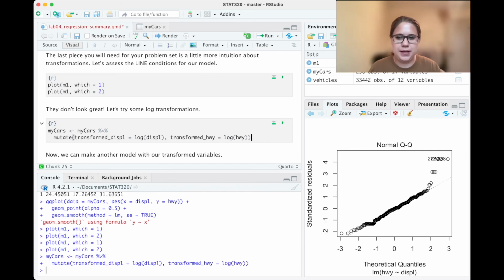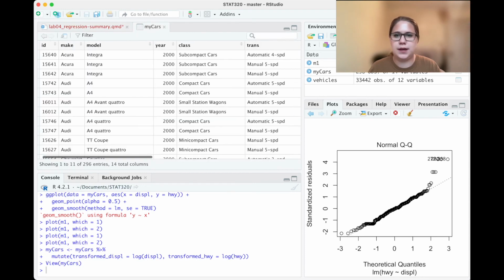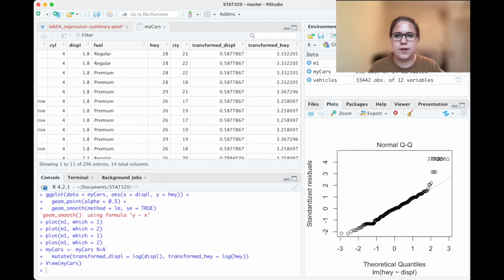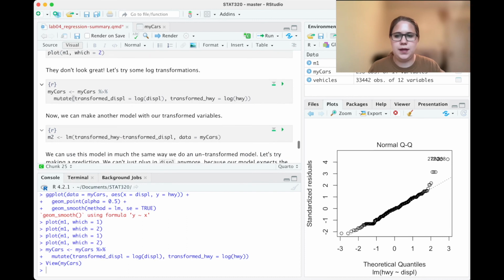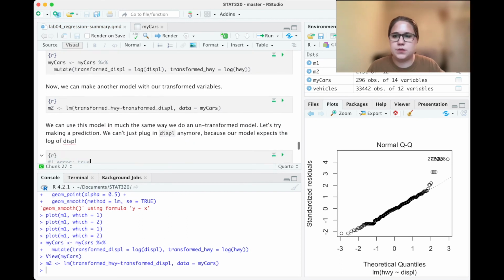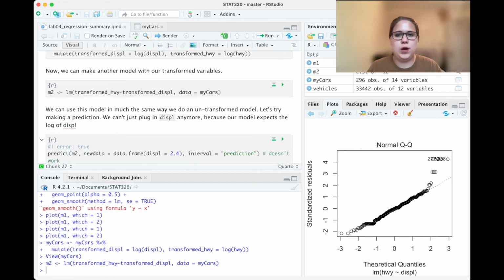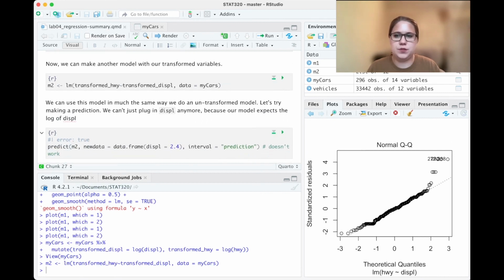So if I hit play, now I've got more variables in my cars data set. I have 14 variables. I could go look, scroll over. Got my logged displacement and my logged highway. And I could make a model with that. So I'm going to call it M2. So we can use this model basically the same way we do with an untransformed model. So we could try to make a prediction, but we can't just plug in displ equal 2.4 anymore because our model is going to expect the log of displ.